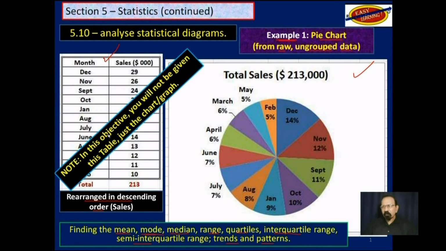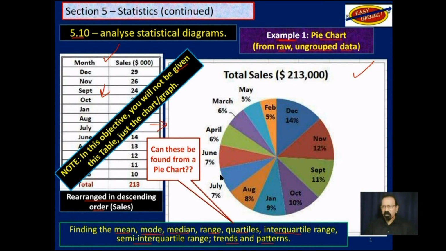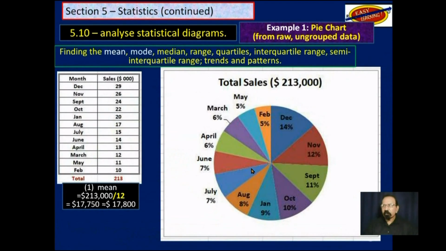Note that in this objective, objective 5.10, you will not be given this table that you see here, just the chart on the right. But I used that table to produce this chart. And from the chart, we will try to get all these things down here. Can these be found from the pie chart? Now let's begin with the mean.